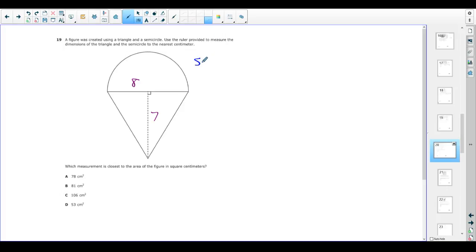So we have a semicircle plus a triangle. We're going to find the area of both those shapes and then add them together. So a circle, formula is pi r squared.